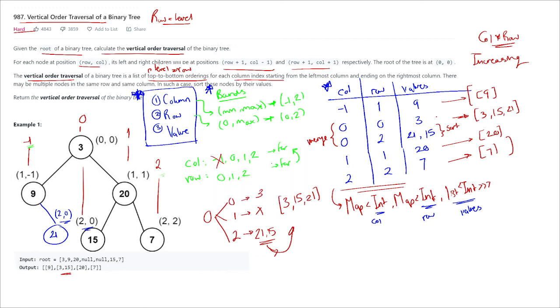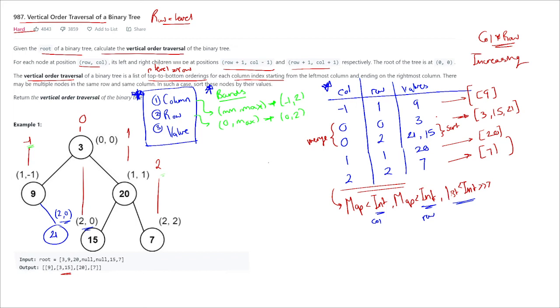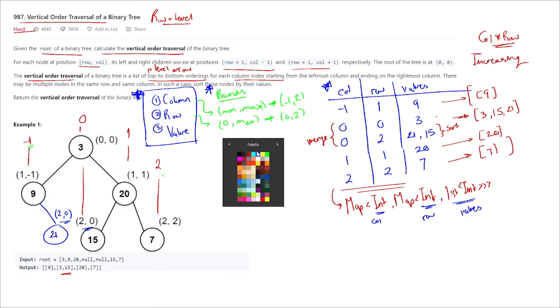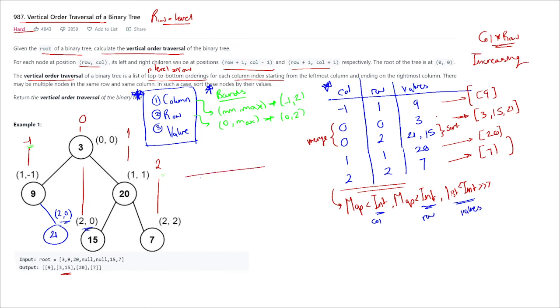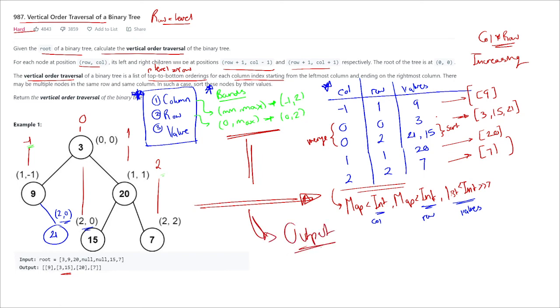Alright, so let's clear this up a bit and let's do a little TLDR. So the steps for this question are, we need to convert this tree into a more manageable data structure such as this map. And we need to calculate these bounds and use both of these to generate our output. And that's basically the entire question.